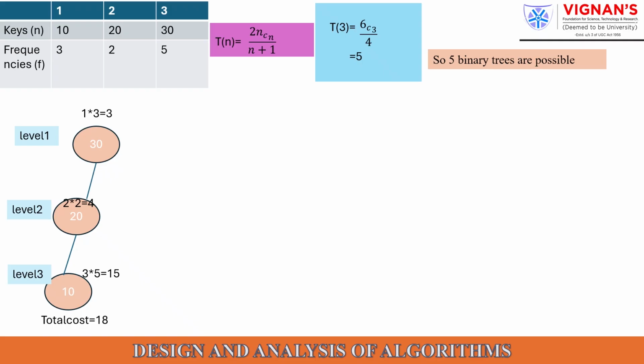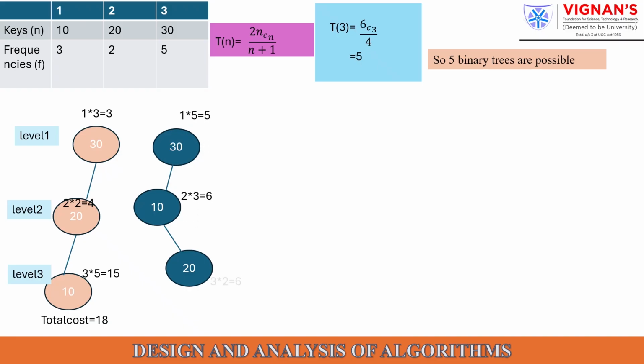Tree 2 explanation. In the second tree, key 30 is the root at level 1, key 10 is at level 2, and key 20 is at level 3. The cost is 1 into 5 plus 2 into 3 plus 3 into 2, which gives a total cost of 17. This is the minimum cost.